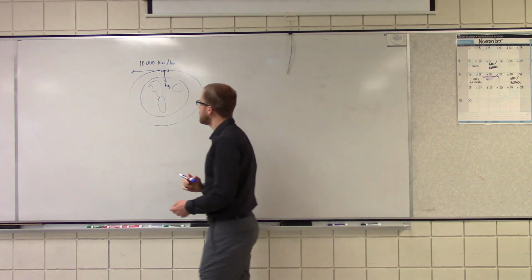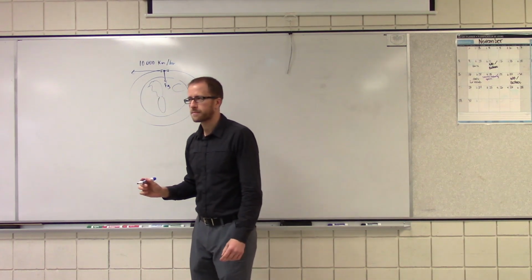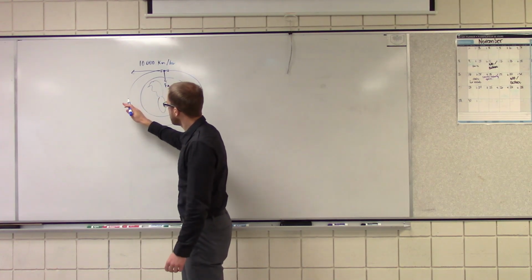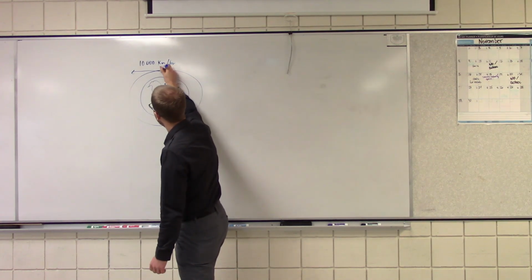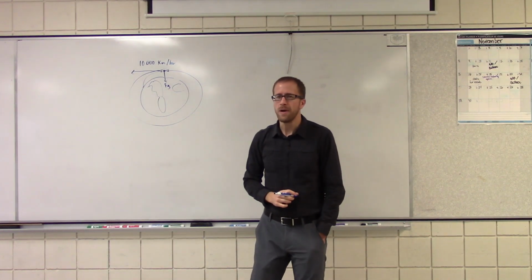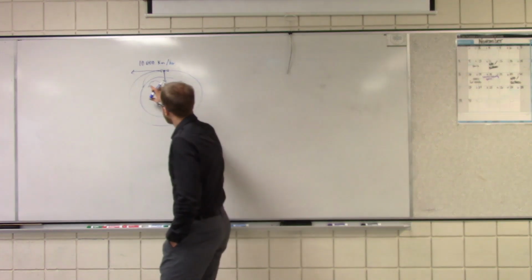Now, what happens if I speed this object up a little bit? Yeah, the orbit might get a little bit bigger. If I slow it down, the orbit might get a little closer to Earth. In fact, if I slow it down too much, the orbit will cause the satellite to enter the atmosphere and burn up.